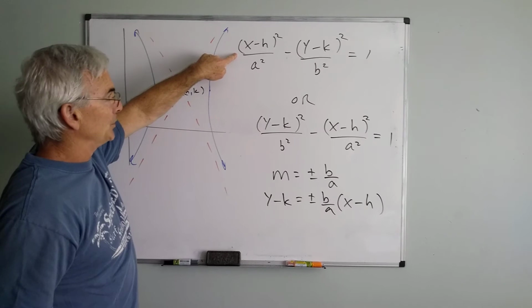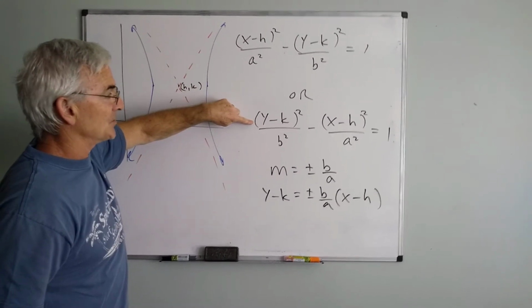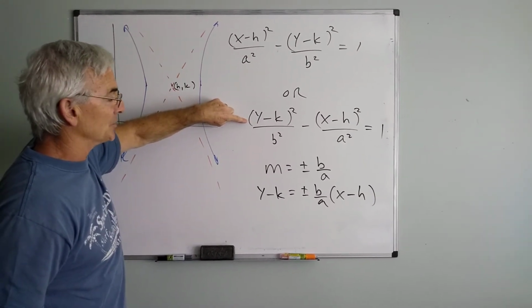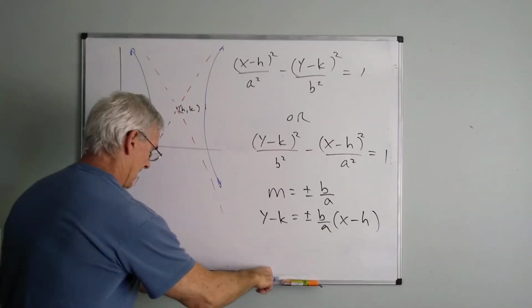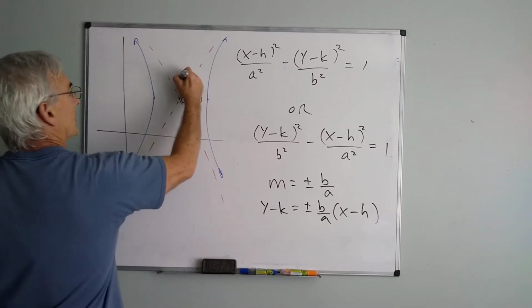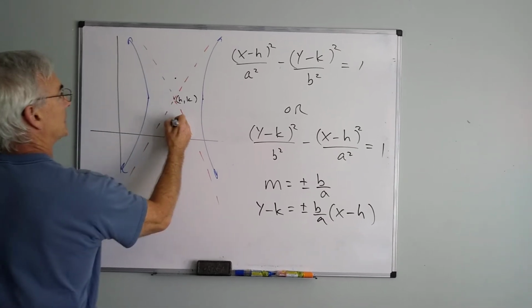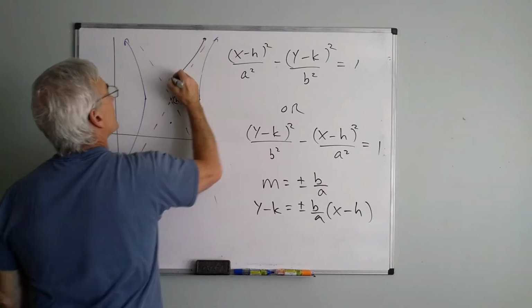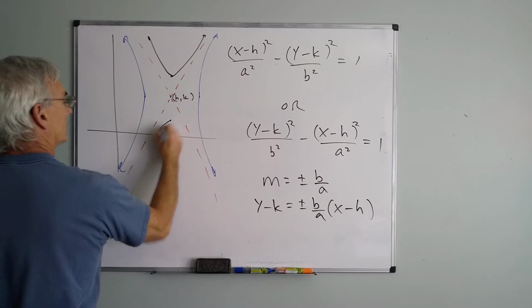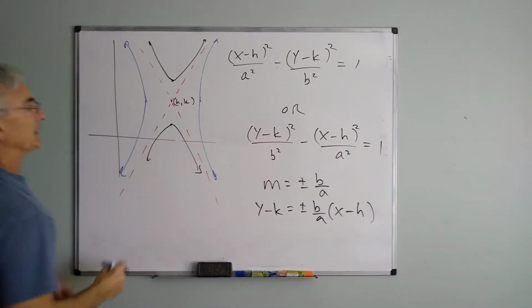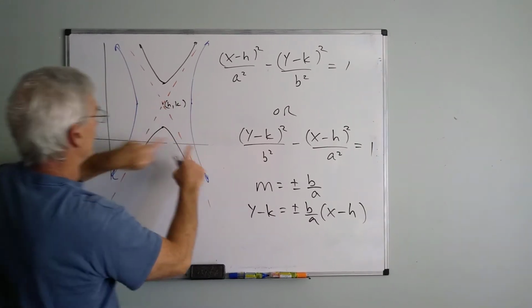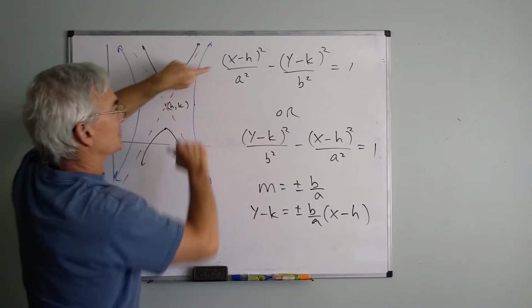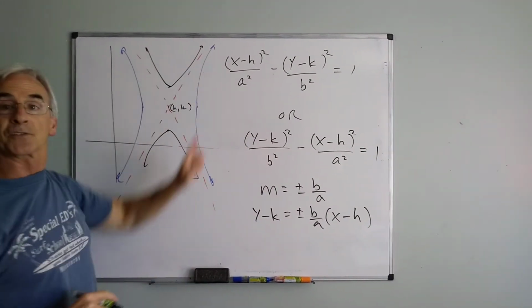But what's beautiful about this is if this is the equation, I have the same asymptotes, but now I'm going to have a different hyperbola, because now I'm going to move up and down b units. Let's say that's b units, and that's b units. And I'll get something that looks like this. So this is a reflection of this equation. This is a reflection of this equation, and both have exactly the same asymptotes.